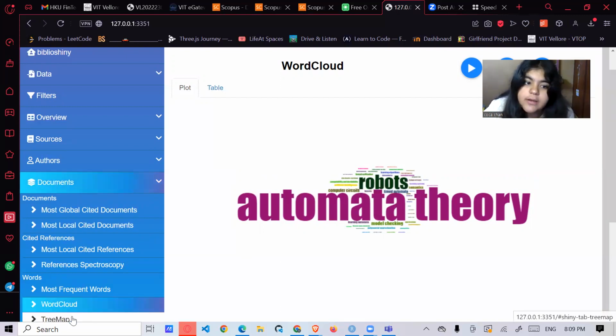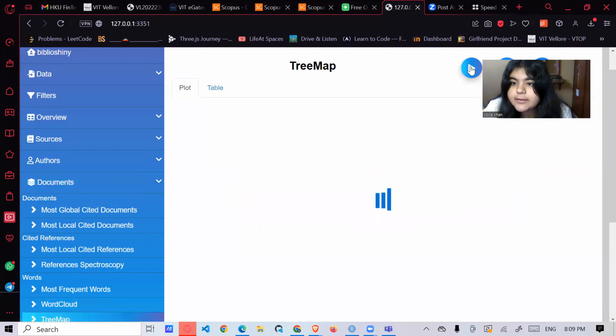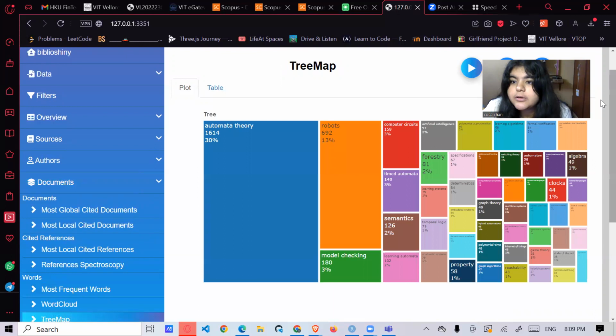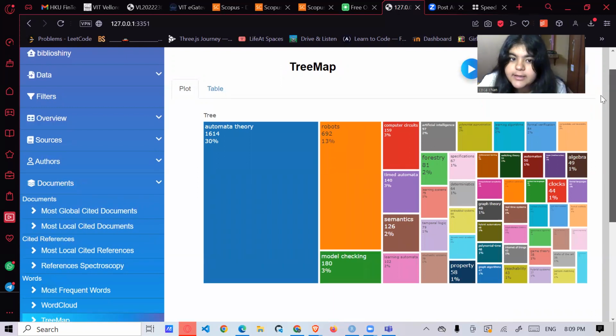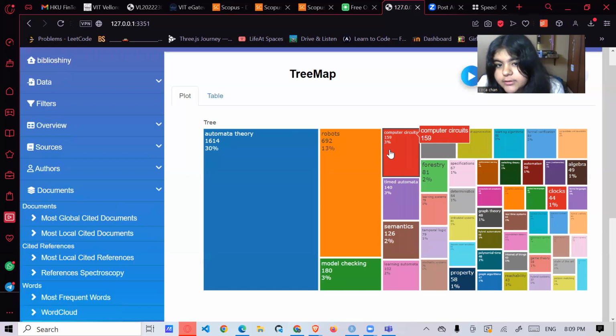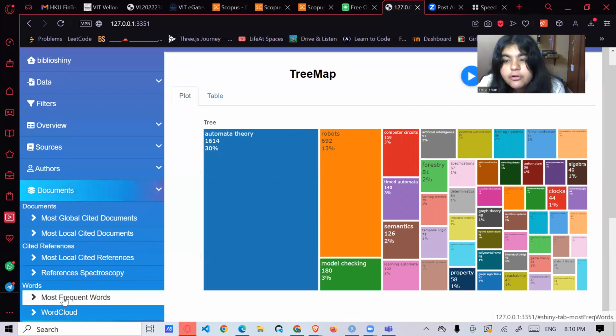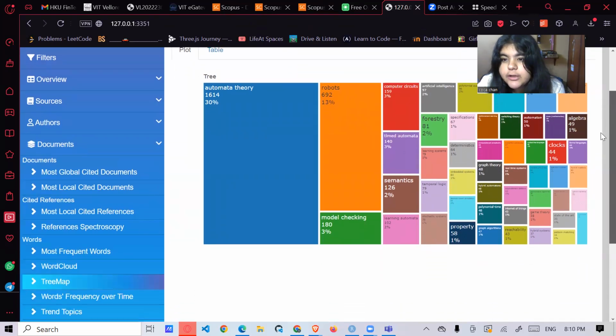The second way I will talk about is tree maps, which are very similar to word clouds, except they show the importance as a percentage of usage and frequency. Automata theory had 1614 mentions, which makes up 30%, and computer circuits had 159 mentions, which makes 3% of the entire scope. Robots had 692 mentions, so that makes 13%.